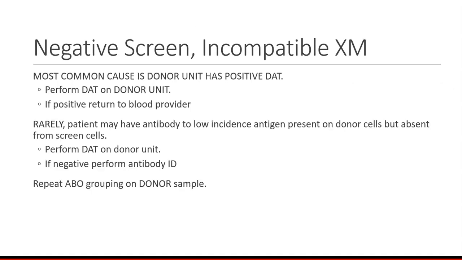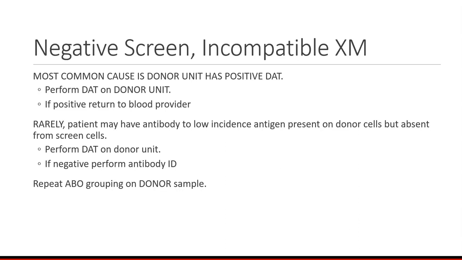So let's say that you have a negative screen, but the donor is incompatible. The most common cause of this scenario is that the donor unit has a positive DAT. And I want you to put a star by this because, again, if you have a negative screen and 1 out of 2, 1 out of 4, 1 out of 6 donors is incompatible, then that points to something being wrong with the donor unit. And so you perform the DAT on the donor, and if it's positive, you return it to the blood provider.